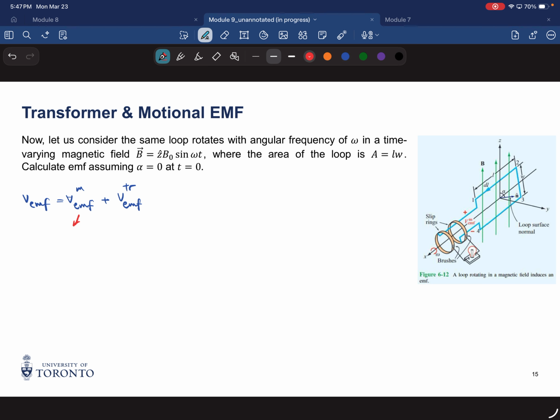So this is produced by the rotating loop. This is produced by time varying B. Good. We just found Vm M.